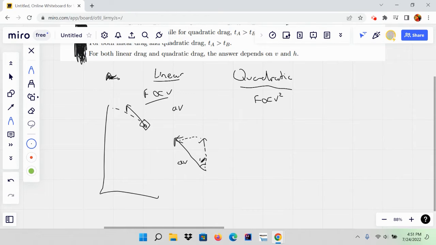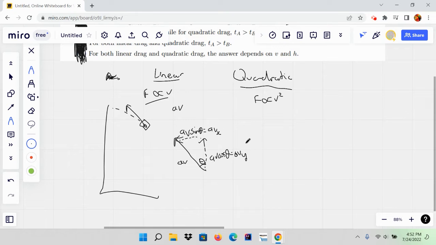And let's say that this angle here is theta. So then your vertical component is going to be A V times cosine theta, and then your horizontal one is going to be A V times sine of theta. But the thing that we notice here is that V cosine theta is actually the same thing as just your vertical velocity. And V sine theta is just the same thing as your horizontal velocity. So we can rewrite this as A times your horizontal component and A times your vertical component.